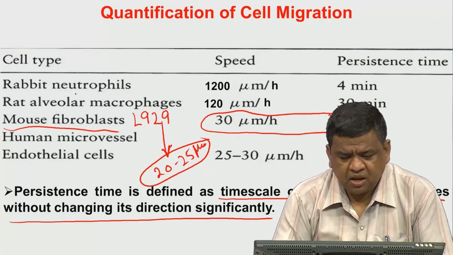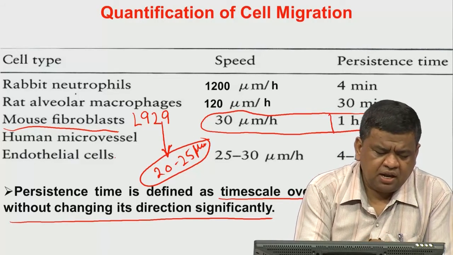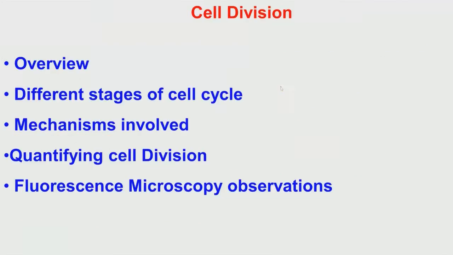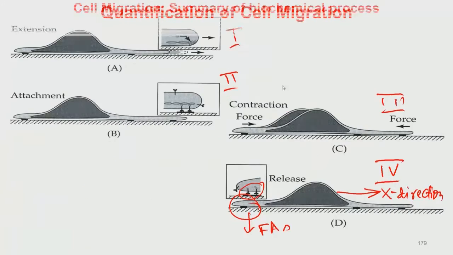Some of the other numbers: endothelial cells have a cell migration speed similar to L929 mouse fibroblast cells, 25 to 30 micrometer per hour, and persistence time is a little longer, 4 to 5 hours. Persistence is fairly short for rabbit neutrophils, which is like 4 minutes, simply because they also have an extremely high speed compared to L929. The speed is like 1.2 millimeter per hour. That means it can go over a millimeter in 1 hour. So, this is enough of cell migration.